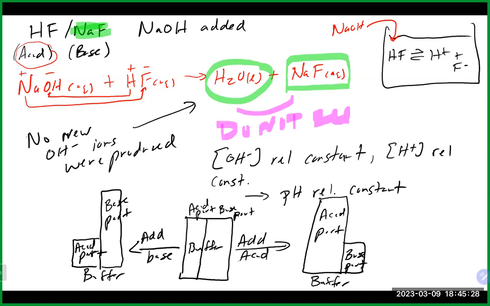There is a limit to a buffer's capacity. It's sometimes called buffer capacity. What would happen if I didn't read the instructions, which would never happen, I'm sure. And maybe the instructions say, hey, grab the bottle that's the 0.1 molar hydrochloric acid, but you grabbed the 18 molar hydrochloric acid and decided to add it to your buffer. What would happen to your buffer?